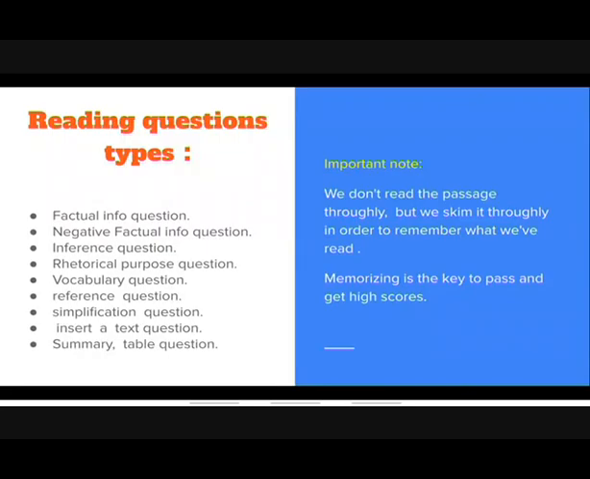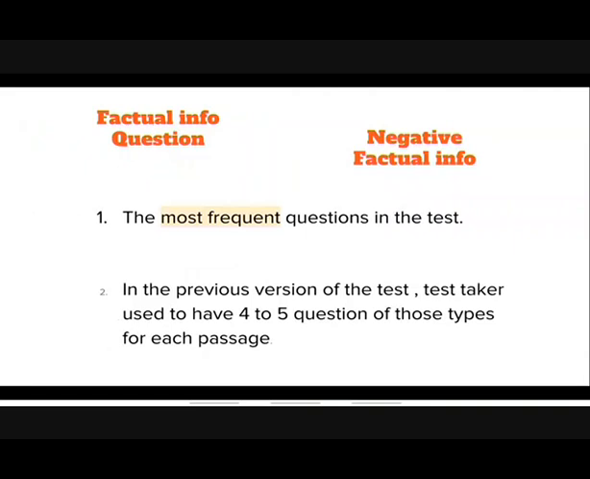In the reading part, you will have 10 types of questions, and they are factual information questions, negative factual information questions, inference questions, rhetorical purpose questions, vocabulary questions, reference questions, simplification questions, insert a text questions, and at last summary or table questions. In this video, we will talk about the first two types of this set, which are factual information questions and negative factual information questions.